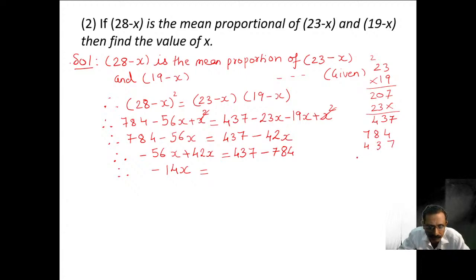784,437. Okay, 7, 7. Okay, what do we get? 4. What do we get from here? 3. What are we getting? 347. I'm getting 347, so I'll write 347.